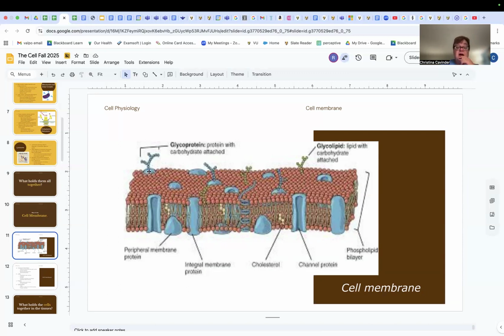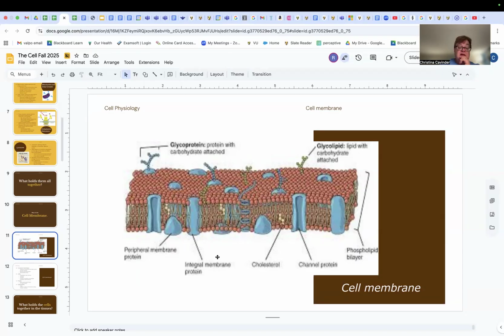You do have these glycoproteins, and they have carbohydrates attached. The carbohydrates make it a slick surface so that when cells are sitting next to each other, they move smoothly and don't get stuck, and then the tissue doesn't move like it should. So those glycoproteins help with that, and glycolipids as well. They have these carbohydrates stuck here, so the carbohydrates make it a slick surface.